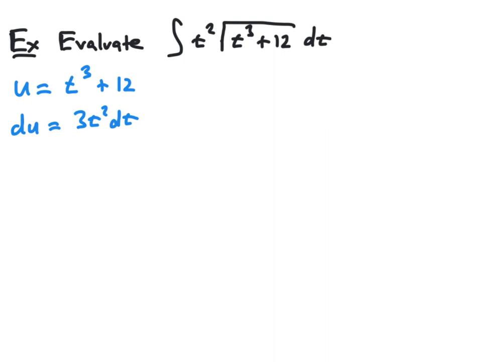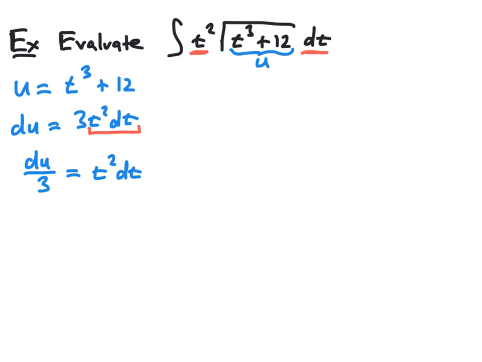Now we have a bit of a problem. When we go to substitute everything in, we see that we can certainly substitute u inside the square root, but we don't have du here. We only have t squared dt. So we only have part of our expression for du. We're missing a constant of 3. So one way we can adjust for this is to take this equation for du and divide both sides by 3. And when we do that, we get that du over 3 is equal to t squared dt.